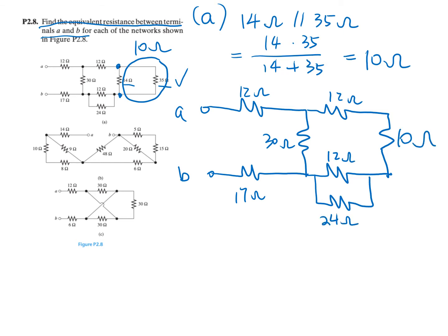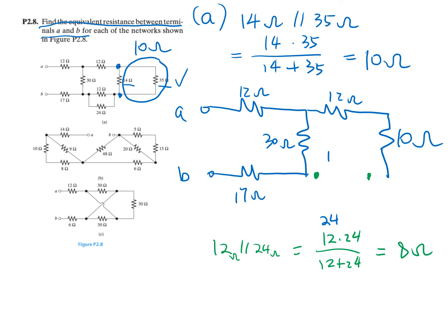This is 10 ohm. At this point, you will be able to see here the 12 ohm resistor and the 24 ohm resistor are also connected in parallel because they share both of these two nodes. So we have 12 in parallel with 24. That's 12 times 24 over 12 plus 24, and that's equal to 8 ohm. So you can simplify this part to become an 8 ohm resistor. So you have an 8 ohm resistor here.